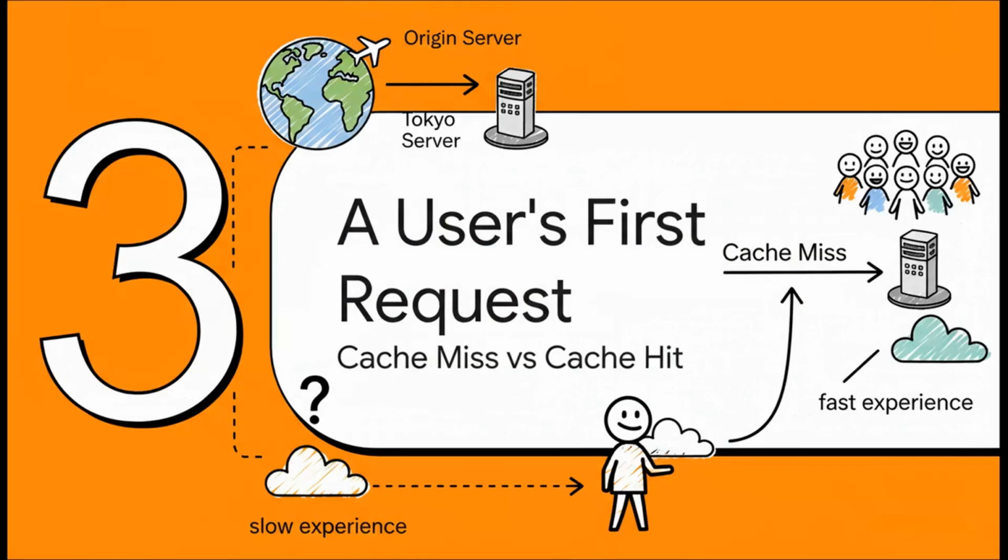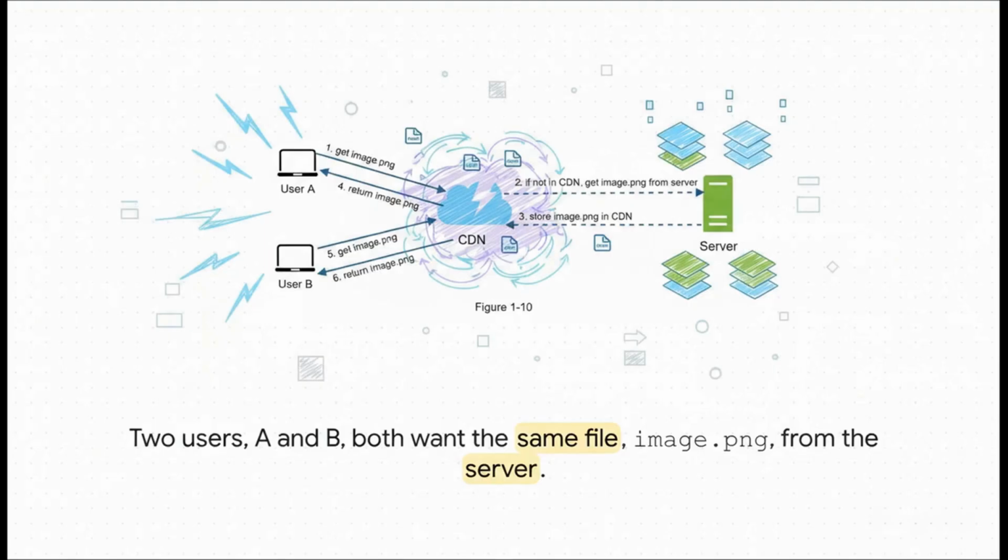But, and this is a really important but, that server in Tokyo doesn't just magically have the files. It has to get them from the origin server first. This whole process means that the very first user has a totally different experience than everyone who comes after. Let's talk about what we call a cache miss versus a cache hit. Okay, so let's trace the journey of just one single file, say an image. Over on the right, that's our origin server. In the middle, you've got the CDN.